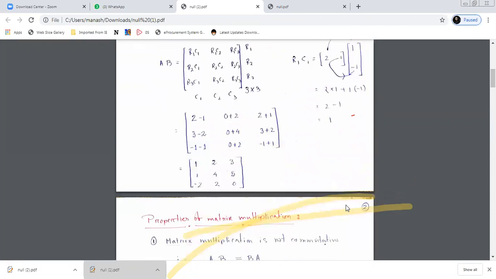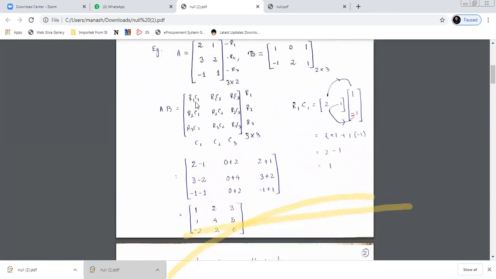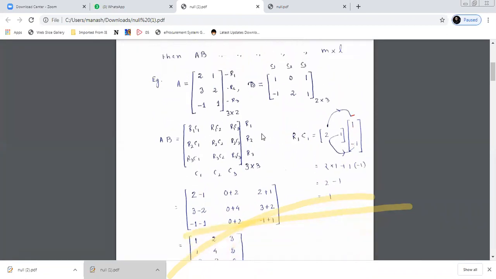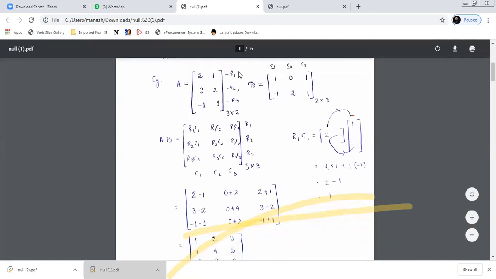So we have to multiply this. What is the first one? Row 1, column 1. See how we can multiply this one. We have to take the rows from the first matrix and columns from the second matrix. Row 1, column 1 means we take the first row of A, 2, 1, and the first column of B, which is 1, minus 1.